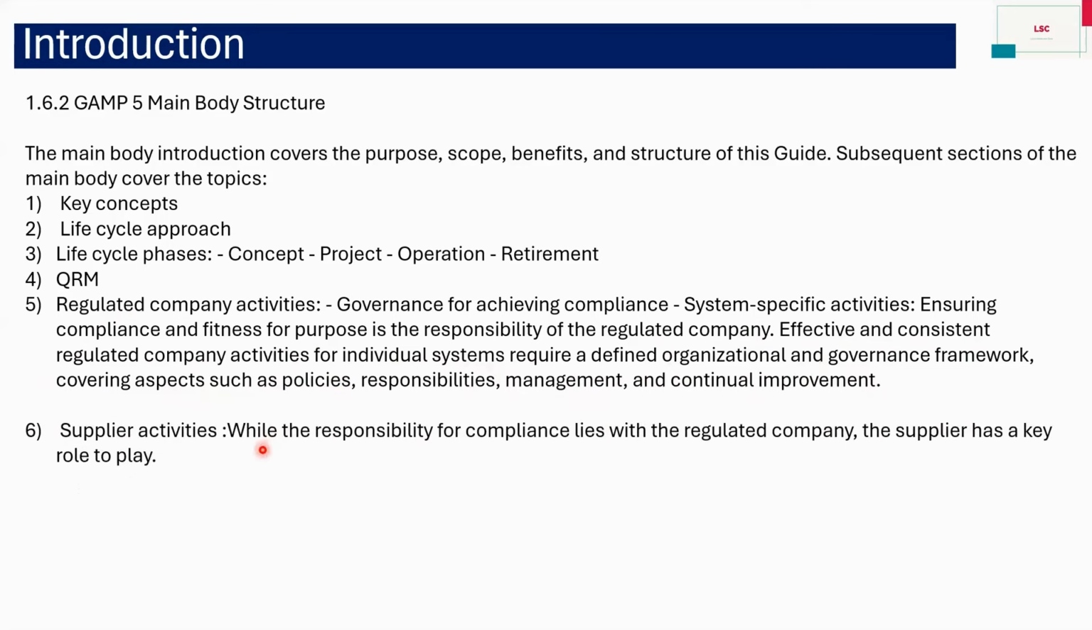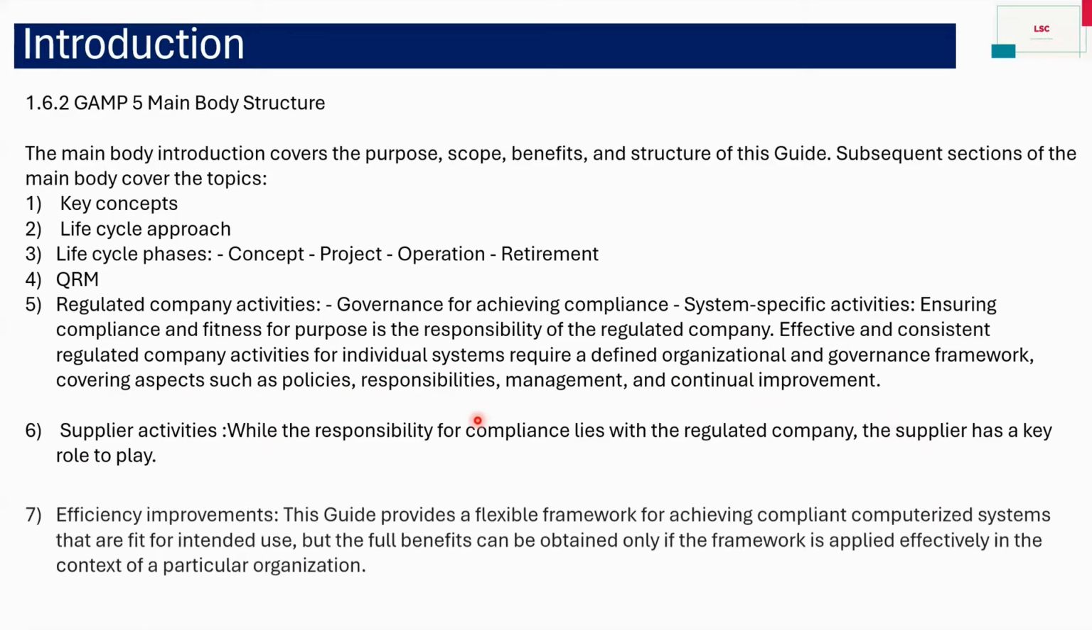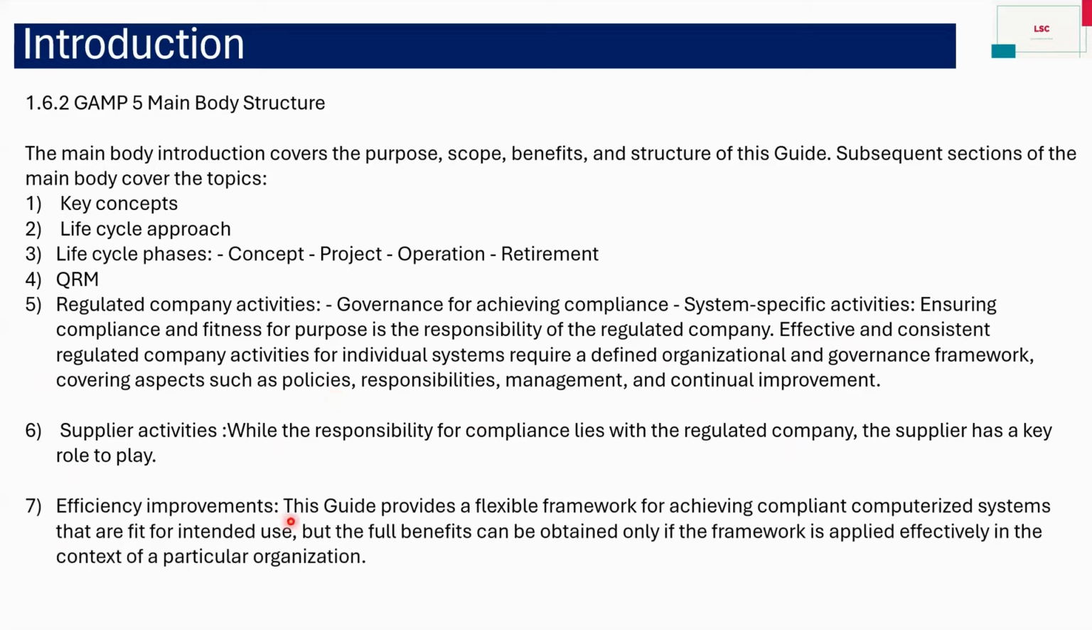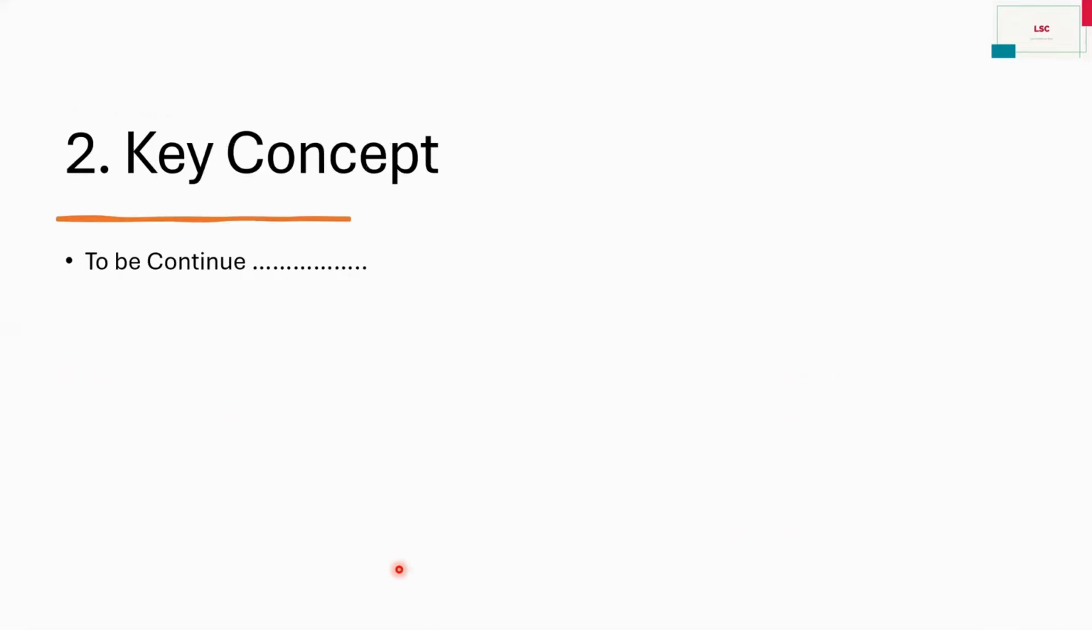Supplier activities. While the responsibility of compliance lies with the regulated company, the supplier has a key role to play. This means the regulated company should ensure that the supplier is meeting all the requirements. And this guideline gives the responsibilities of the supplier too. Efficiency improvement. The guide provides a flexible framework for achieving compliant computerized systems that are fit for intended use, but the full benefit can be obtained only if the framework is applied effectively in the context of a particular organization.